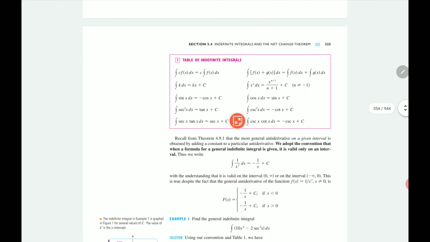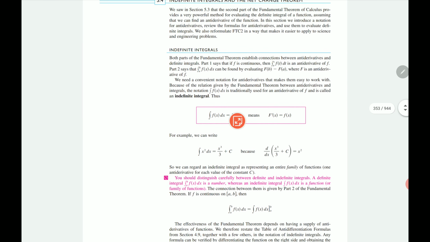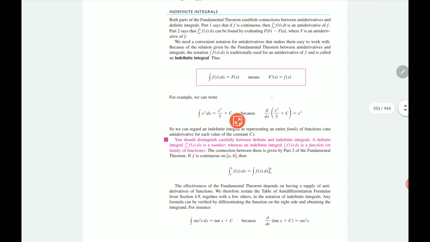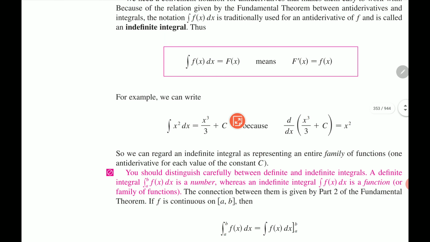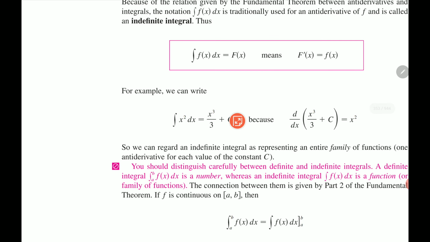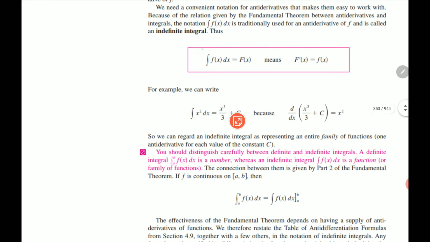Okay, so here's some properties. Here, let me just really quickly go through this. Indefinite integrals means just antiderivative. That's it. Indefinite integrals means antiderivative, and there are no numbers here.